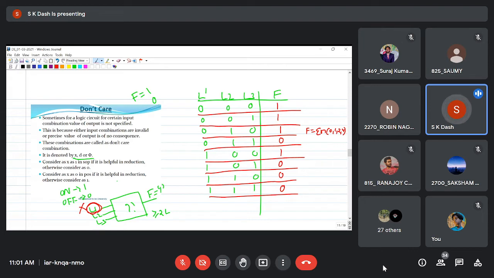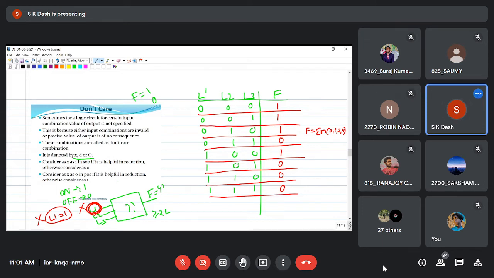Is it possible that it will not be on? Either you switch it on or off, but the LED will never be on, because this one is faulty. So L1 equal to 1 is not possible, because that LED is faulty.